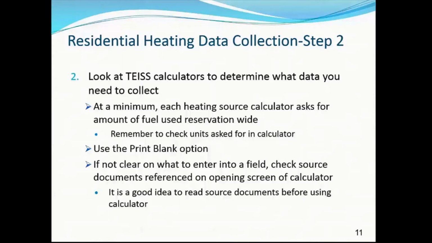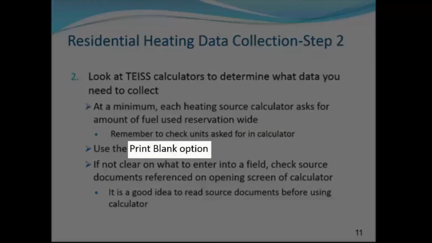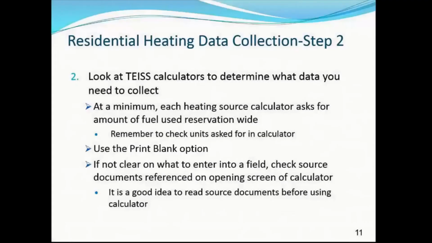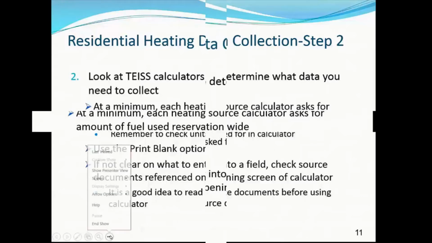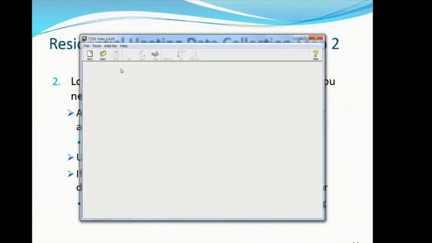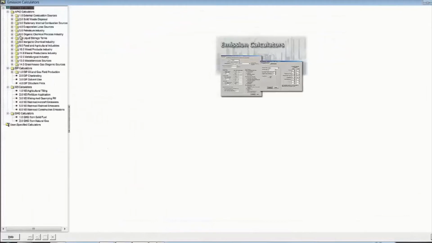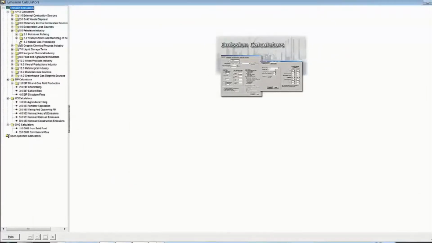One really helpful thing about the calculators is the print blank option, and I'm going to demonstrate that because it's just so cool. The print blank option is really useful to take out a printed copy into the field if you'll be collecting data in the field, or if you are collecting data via phone calls, it's really cool to have this sheet you can just enter the data on while you're on the phone with the person. So I'm going to show you that because I just really like it. So I'm going to get into TEISS. I don't have a project open right now, but I'm going to go into Tools and look at emission calculators. And I'm going to look at the emission calculator for a gas station.